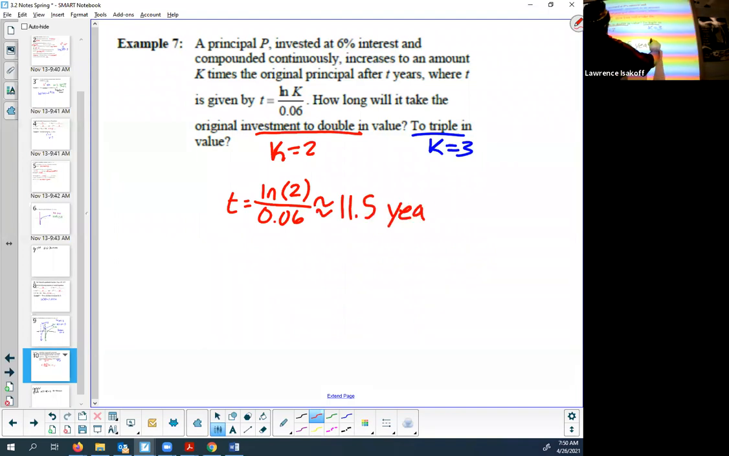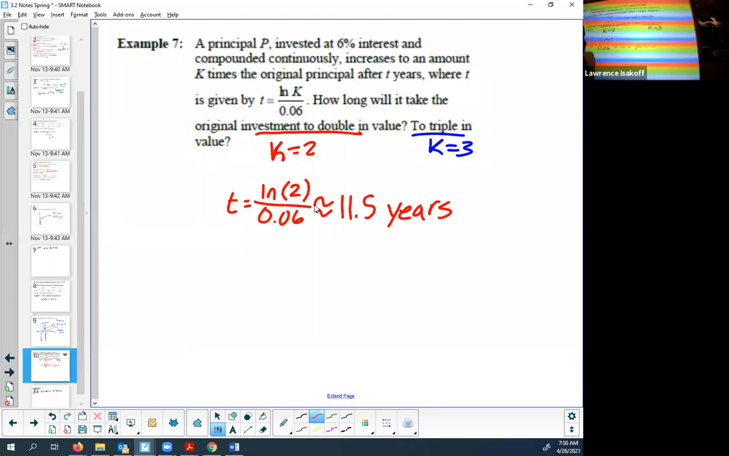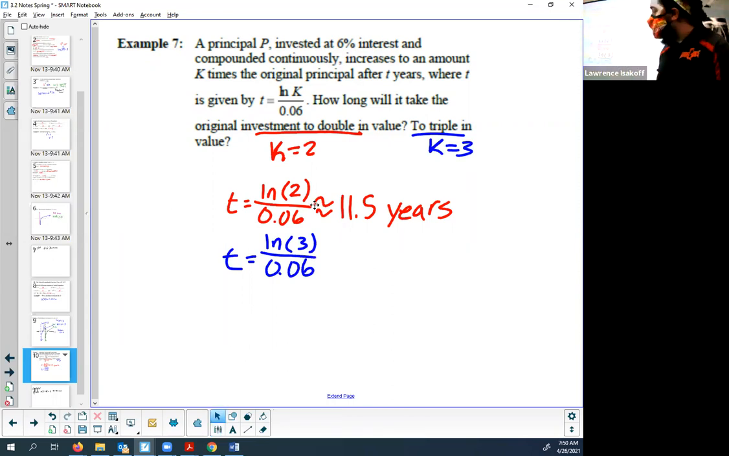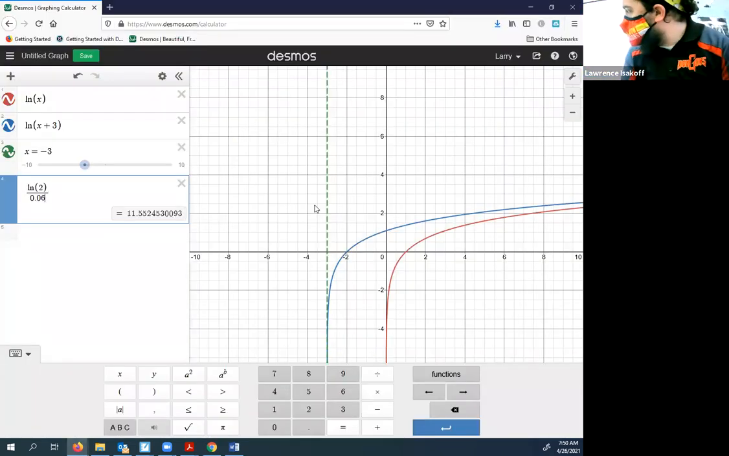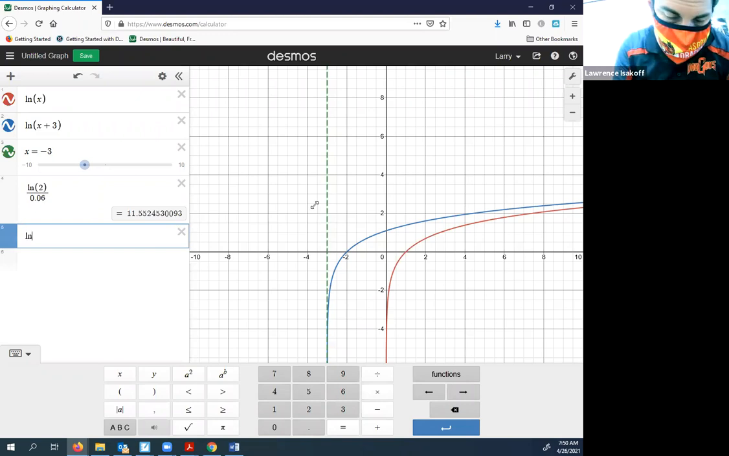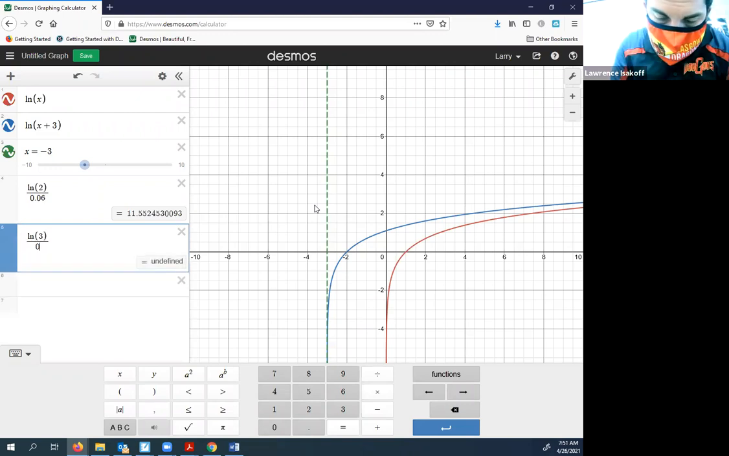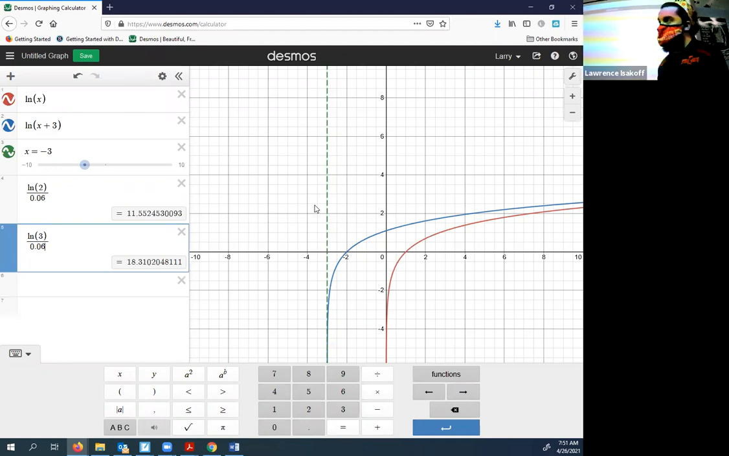Now, to triple the money, we could just put 3 in to the natural log. So the natural log of 3 over 0.06, our interest rate. So let's see, to triple my money, how long will that take? Divided by 0.06. So if I want to triple my money, that's going to take about 18.3 years.